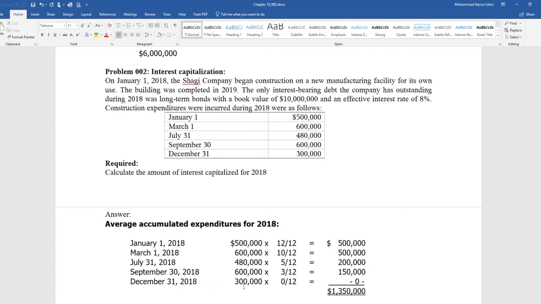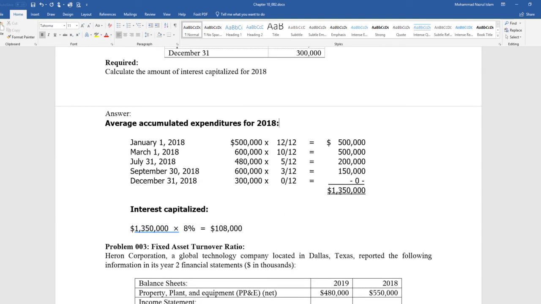December 31: we received the money on December 31, and we are calculating how many months we used this money in 2018. Since we received it on December 31, 2018, we did not use that money, so that is 0 over 12. We did not use that money for a single month. So this is the total average accumulated expenditure for 2018. Then we calculate the 8% interest rate on this amount, and this is our interest capitalization. I think you got that.